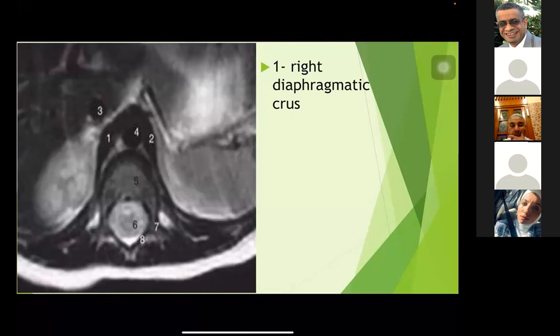This is an axial T1 MRI. Axial T1 MRI. Excellent.